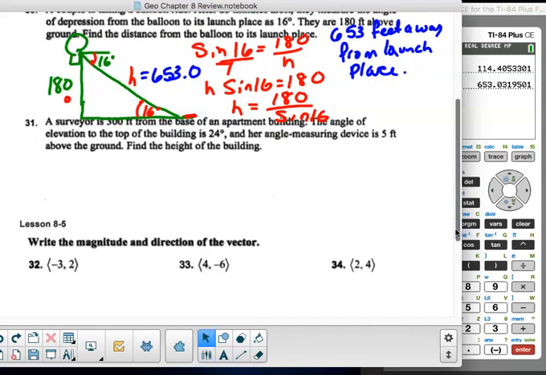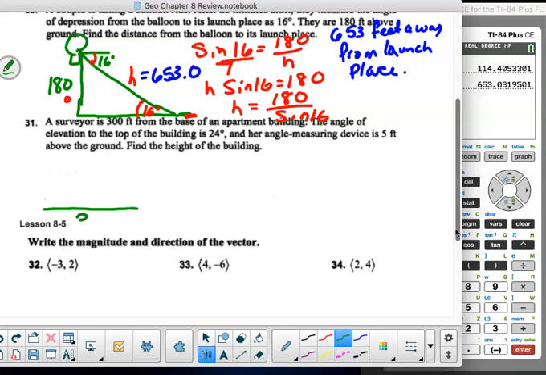Now a surveyor is 300 feet from the base of an apartment building. Here's my building. The angle of elevation to the top of the building is 24 degrees, and her angle measuring device, a transit, is 5 feet above the ground. From that transit, it is measuring 24 degrees. They want to find the height of the building. We have to include that 5 feet, because that's not truly the height of the building the transit is finding until we add how far it is from the ground.